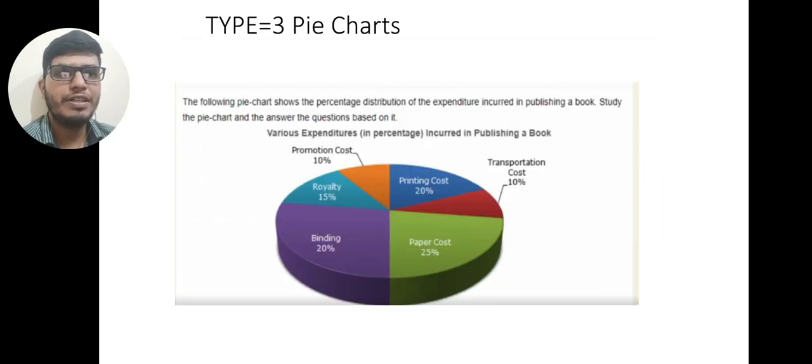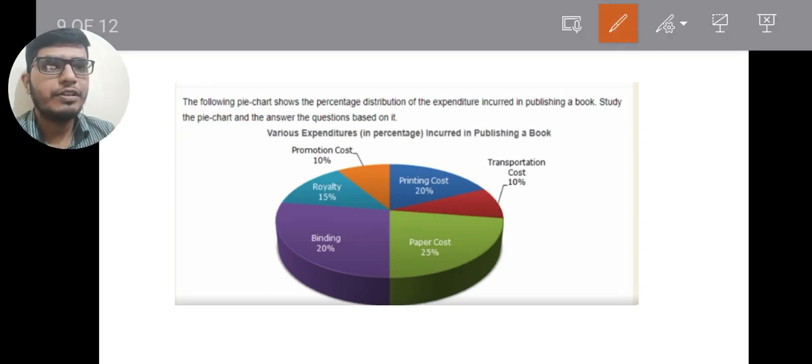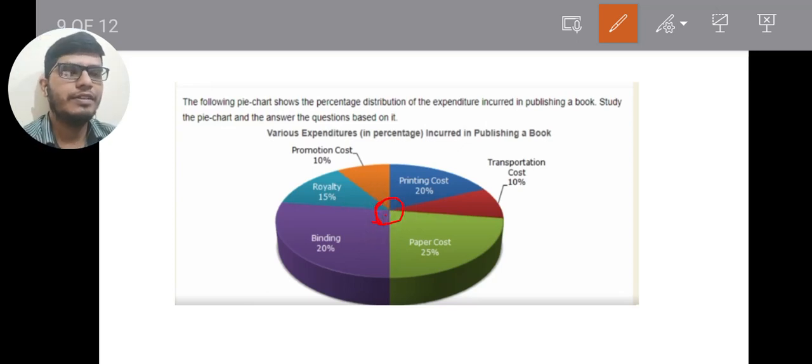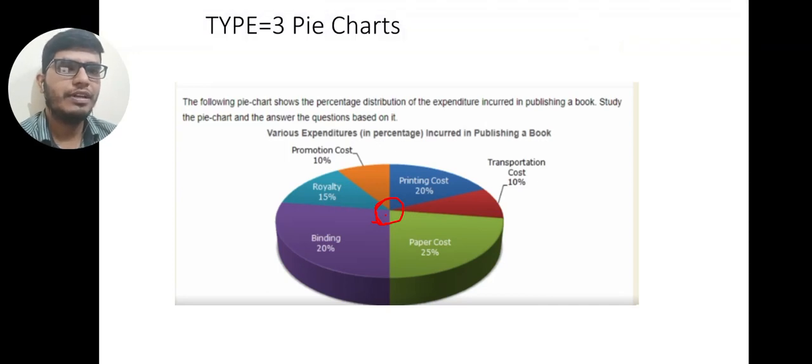So this is a pie chart. The total degree is 360. For example, you can see it here. So this degree, so in total this will be 360 degrees. Okay, so we have to remember that as well.